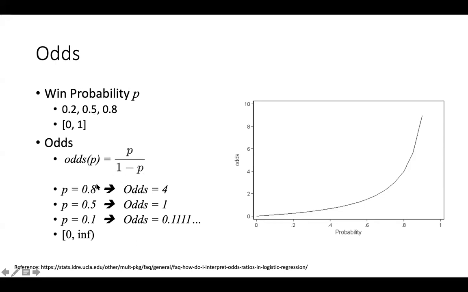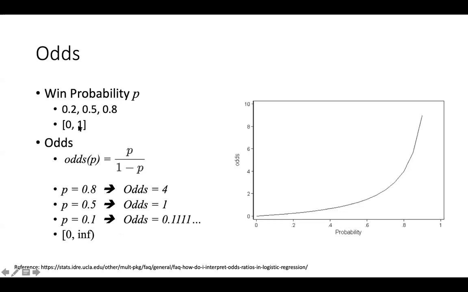So if your win probability is 0.8, like you're betting on a horse race or a coin flip, then the odds is 4. So you're 4 times as likely to win as to lose. If it's 0.5, then the odds is 1. If it's 0.1, the odds is 0.111. So the range is what's important.